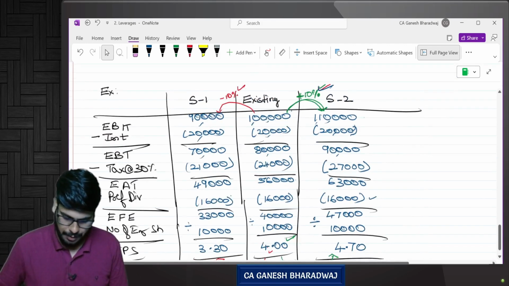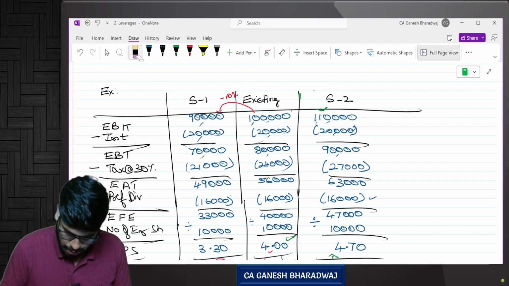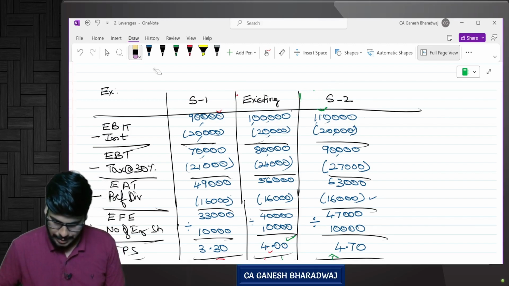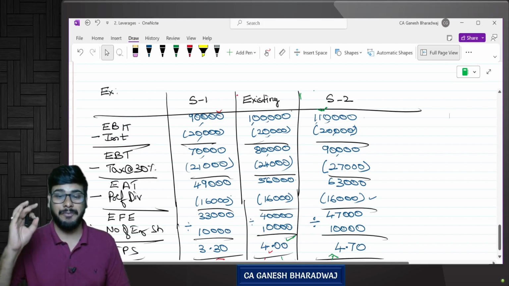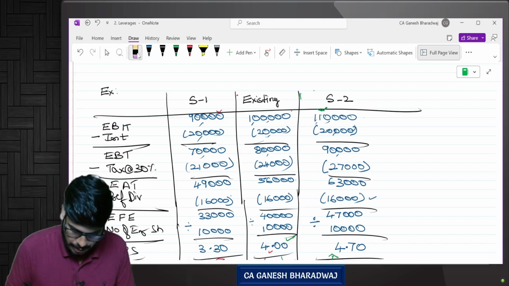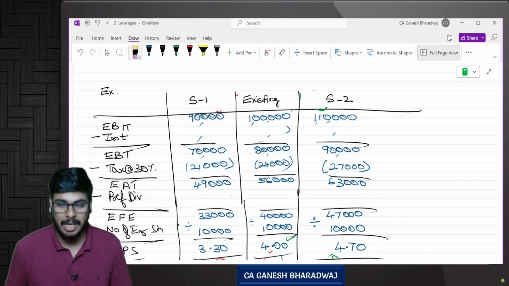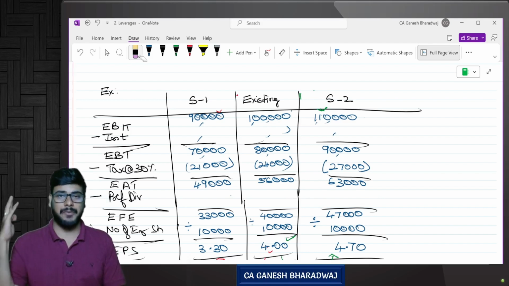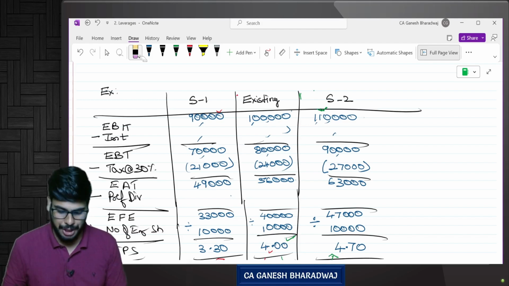I think I should have done this before also for the previous example. Okay, so let me just erase a few things. Why is this happening? This is happening purely because of the fixed financial cost. Sir, in this case, fixed financial cost means what? Interest and preference dividend. Let us assume the company does not have any interest or preference dividend, or in other words, the entire source of finance for them is only through the equity share capital.